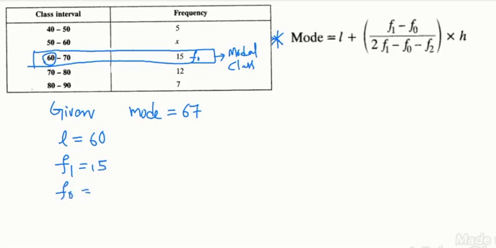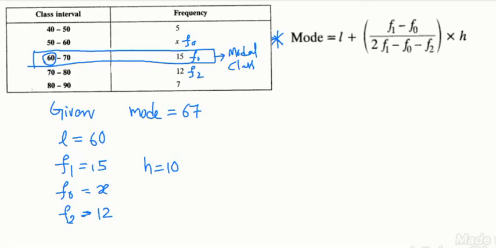F0. F0 is the frequency of the preceding modal class. So this is your F0. F0 is x. F2. F2 is the frequency of the successor or next modal class. So that is 12, next to the modal class. So that is your F2. F2 is 12. And H. H you know very well, class size. So 60 to 70 is the modal class, so H will be 10. Upper limit minus lower limit will give you 10.